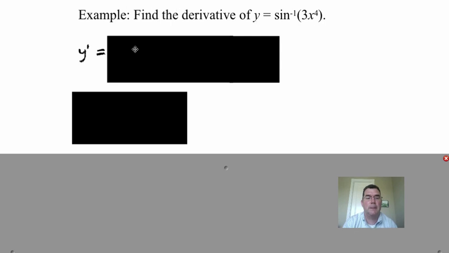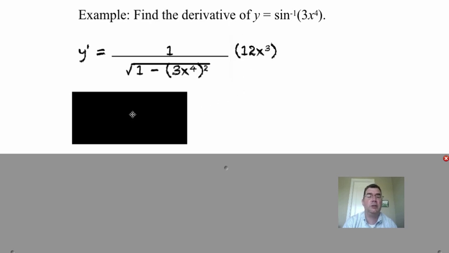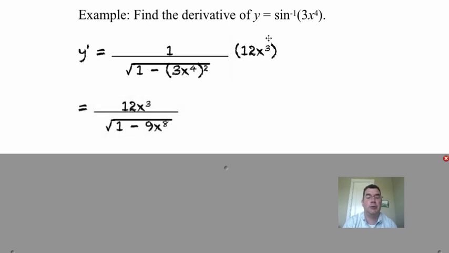So that's going to look like this. It's going to be 1 over the square root of 1 minus that argument squared. And then chain rule says I've got to multiply by the derivative of that 3x to the 4th, which is 12x to the 3rd. So the only way to really make that look nice is to put the 12x to the 3rd on top and maybe square this 3x to the 4th, making it 9x to the 8th. And that again is an example using chain rule.